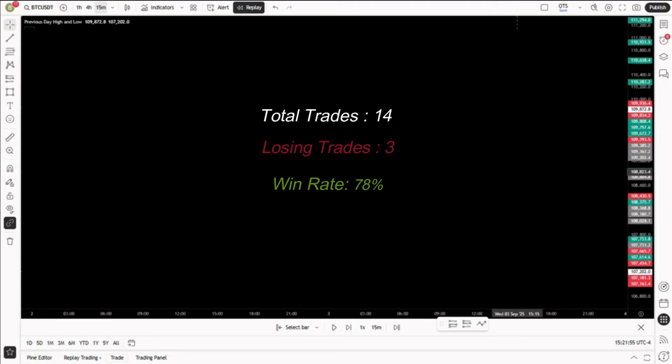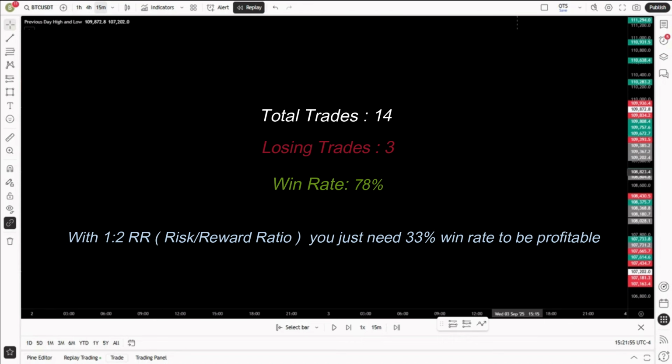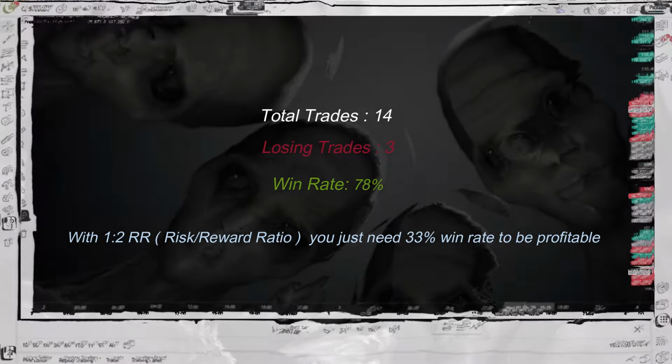But there is the beauty of 1:2 risk to reward. You only need a 33% win rate to stay profitable. So imagine what happens when you are consistently hitting 60 to 70% or more. Before using this in live markets, I recommend backtesting this strategy thoroughly. Understand the flow and build confidence. Trust the process and trade smart.